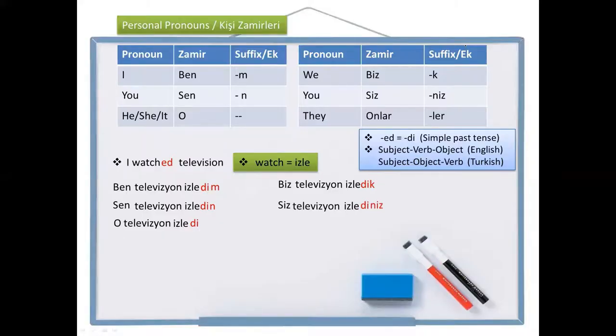Okay, now let's write they watch television. They, onlar. Television, televizyon. Watch, izle. Watched, izledi. And the suffix for the personal pronoun, ler. Onlar televizyon izlediler.